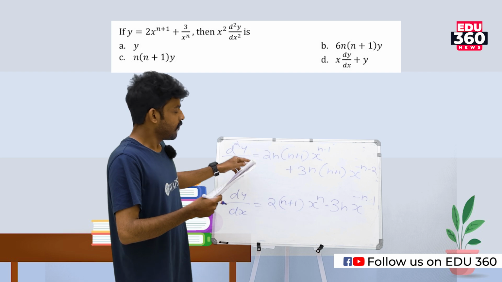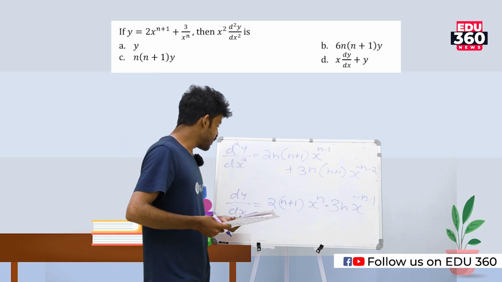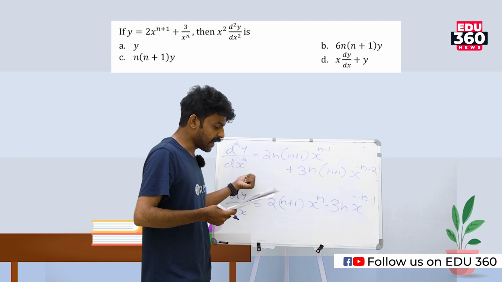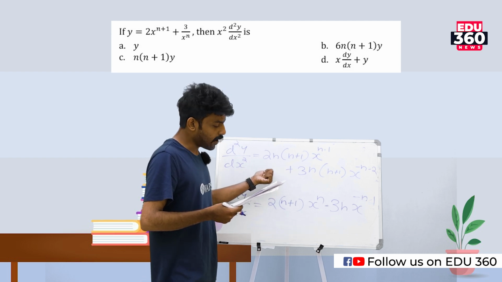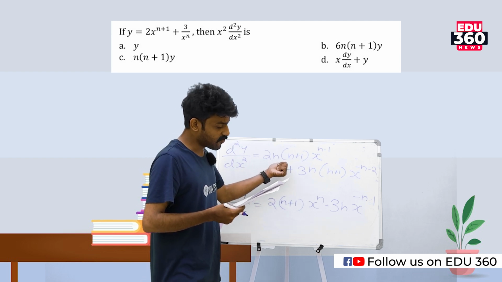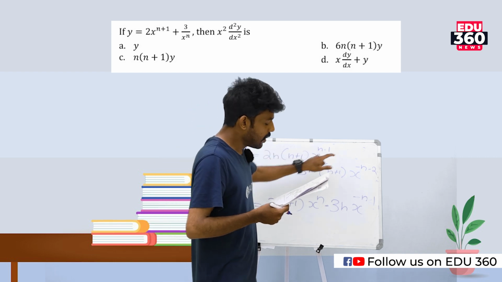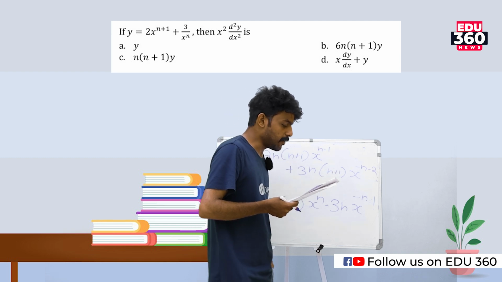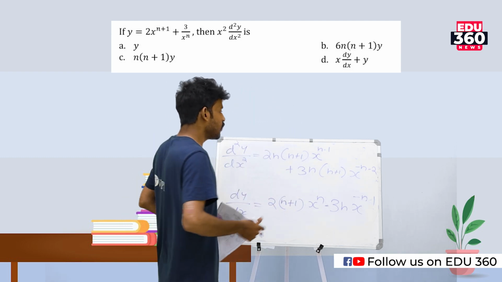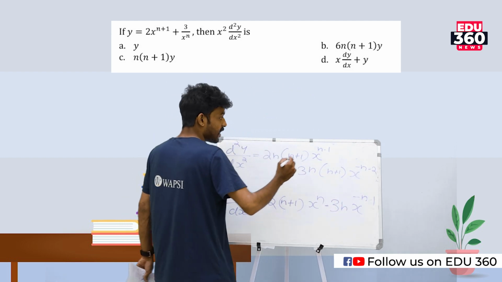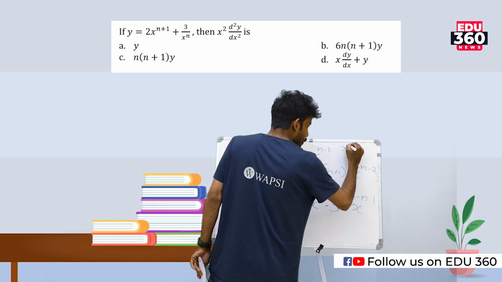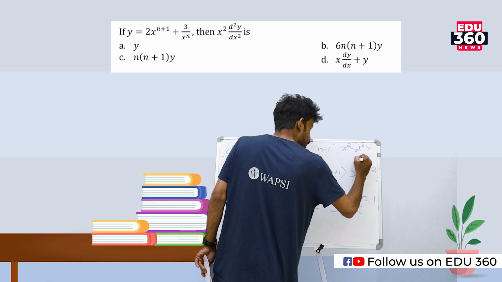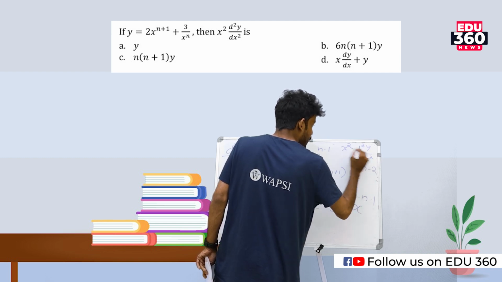So when we differentiate dy by dx with respect to x, that means d square y by dx square is equal to 2n into n plus 1 into x raised to n minus 1 plus 3n into n plus 1 into x raised to minus n minus 2. In the question we need to find x square into d square y by dx square. We need to find the answer of this.